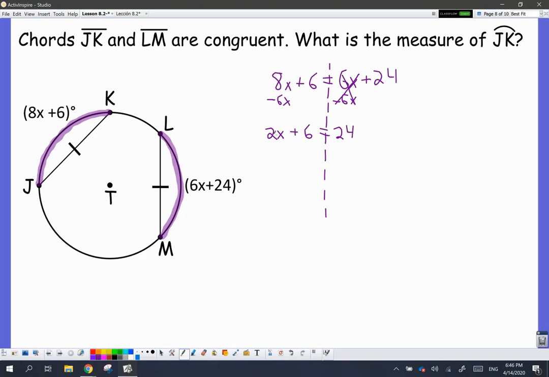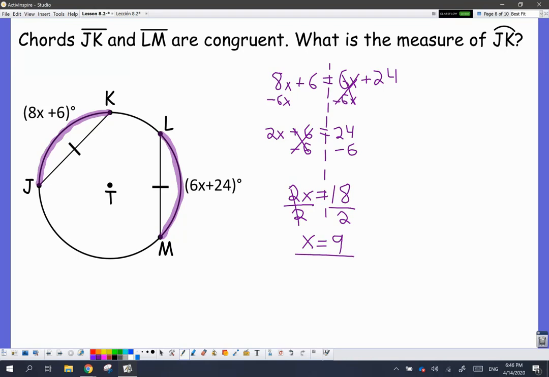Now I have all of my x's over here, so I want to get rid of the constant. This plus 6, I subtract 6 from both sides. This cancels out and I'm left with 2x. 24 minus 6 is 18. And now 2x, 2 times x. To cancel out times, I divide by 2 to cancel that out, and I divide by 2 on the other side to balance it. And so I end up with x equals 9.